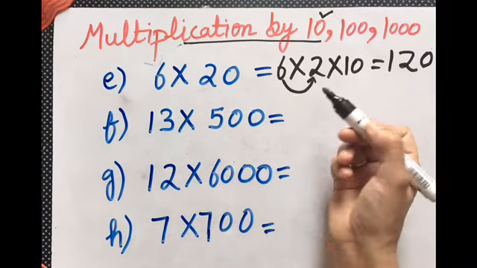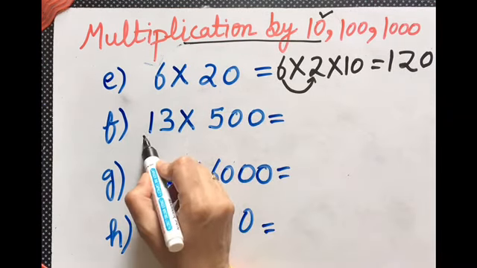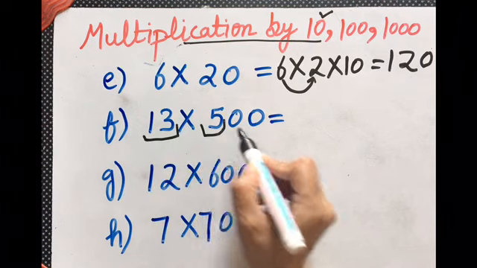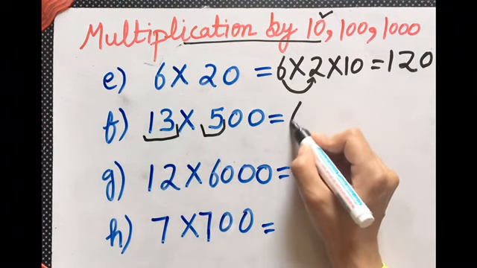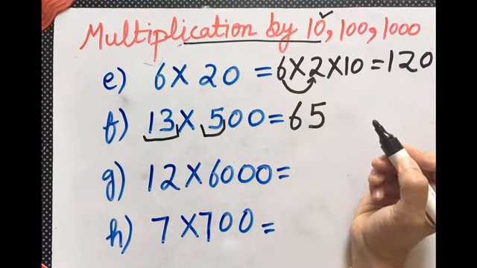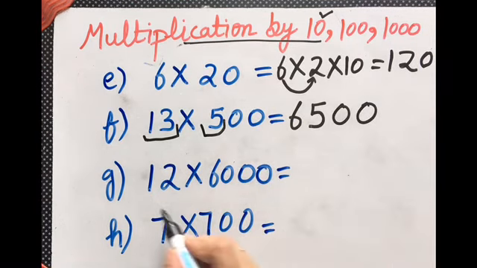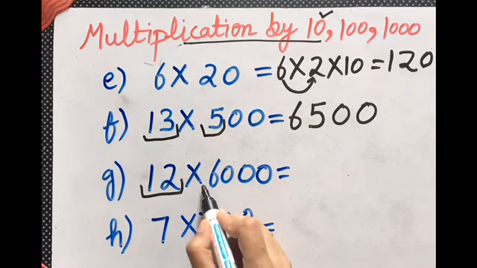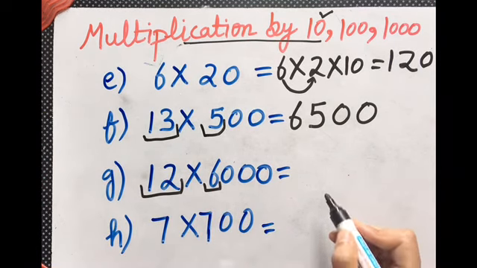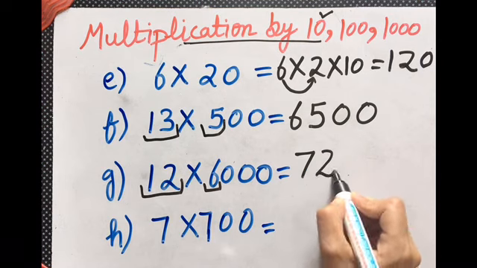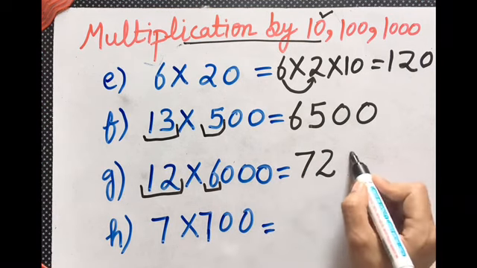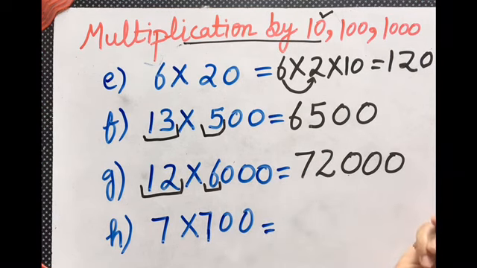Here also directly we can do. This 13 is going to be multiplied with 5. So, 13 fives are 65. Then how many 0s? 1, 2. Here also 12 multiplied by 6. 12 sixes are 72. Then how many zeros? 3. 1, 2, 3. So easy.